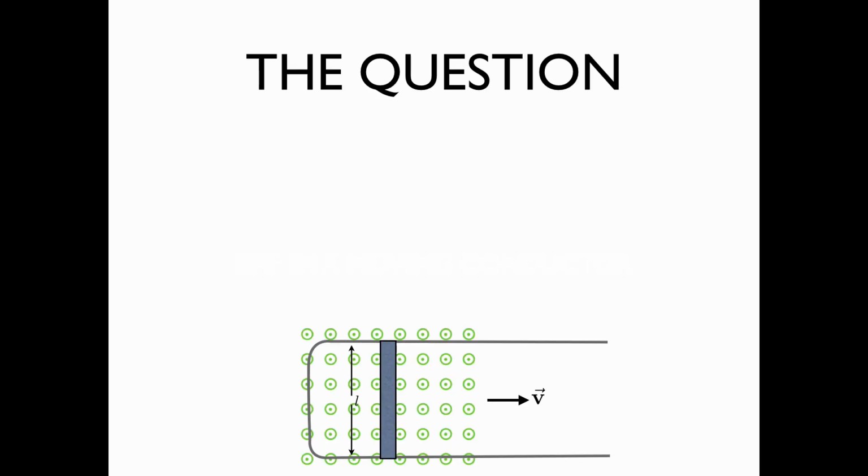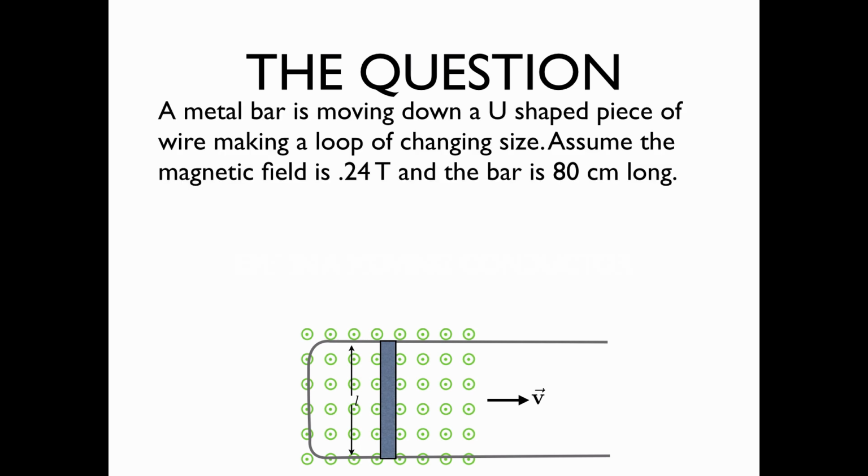This is video 22.2. We will be looking at the EMF induced in a moving conductor. The question: a metal bar is moving down a U-shaped piece of wire, making a loop of changing size.